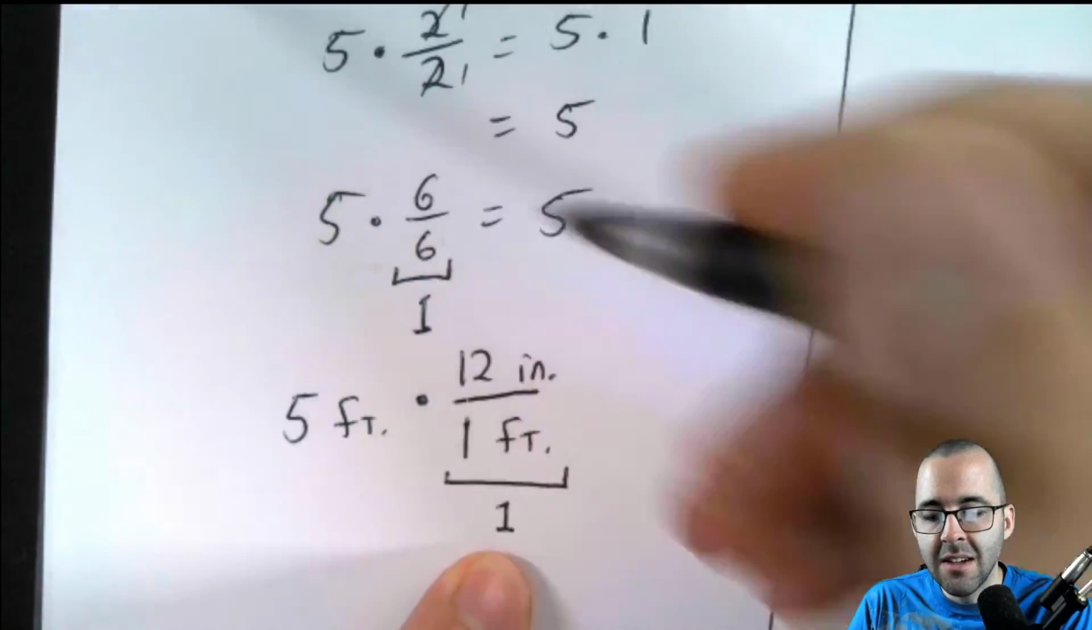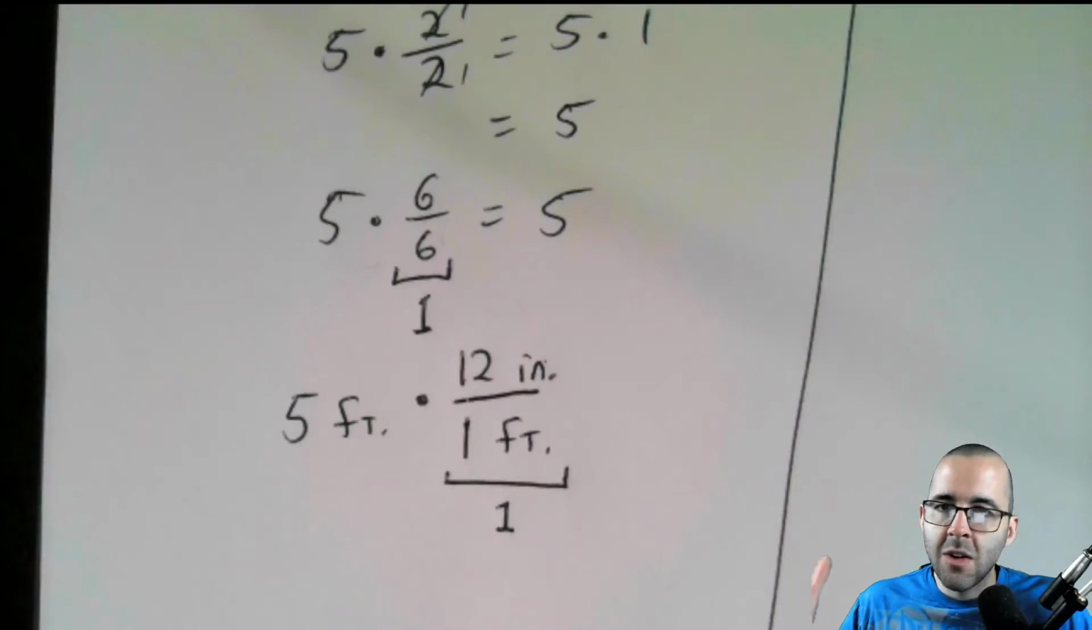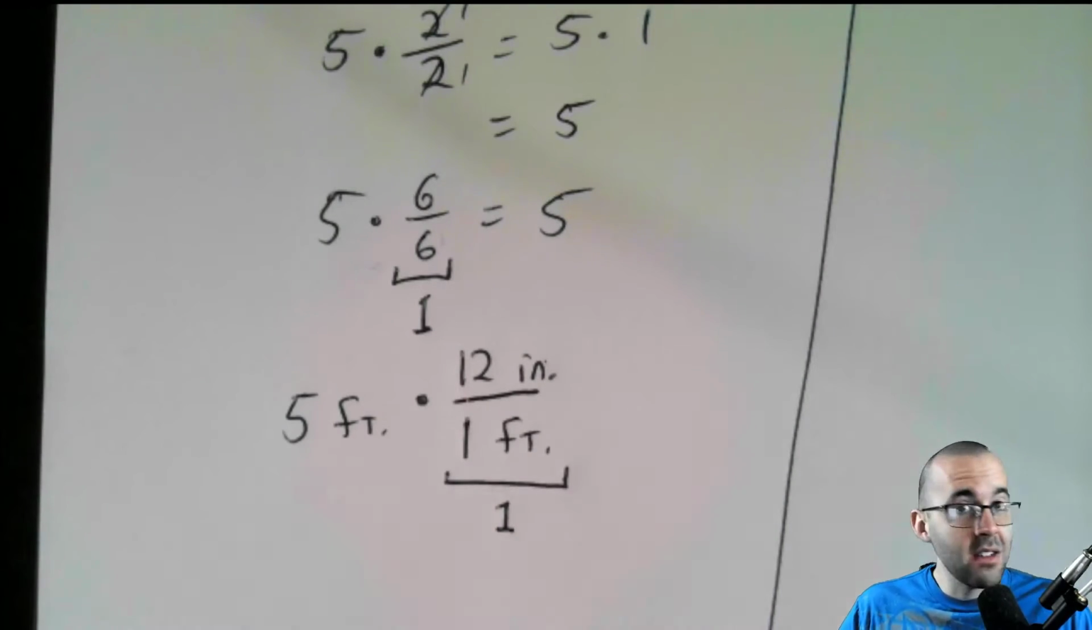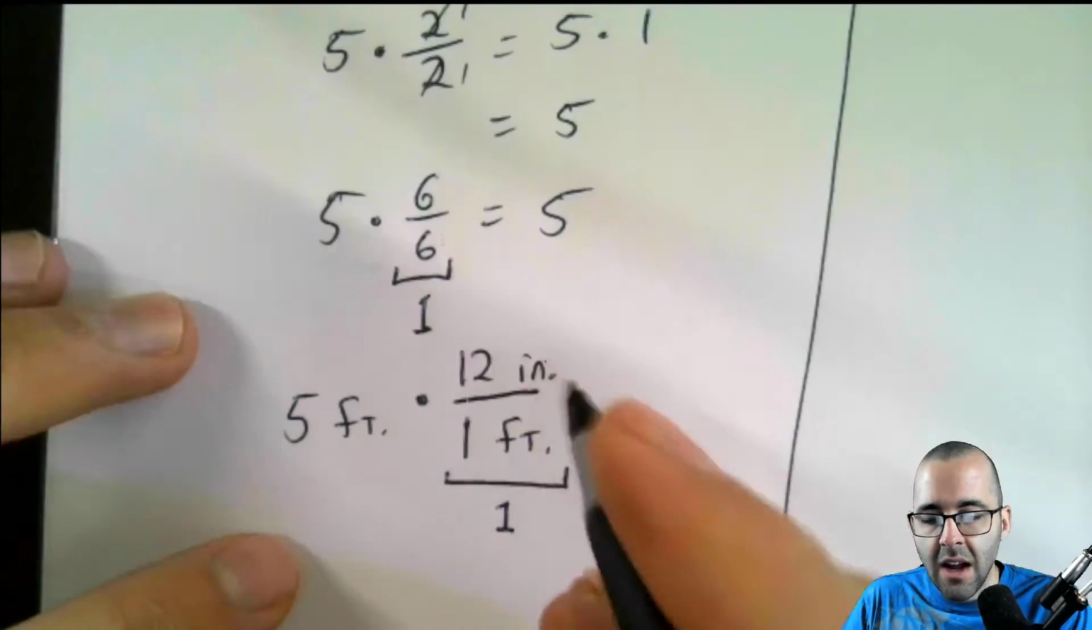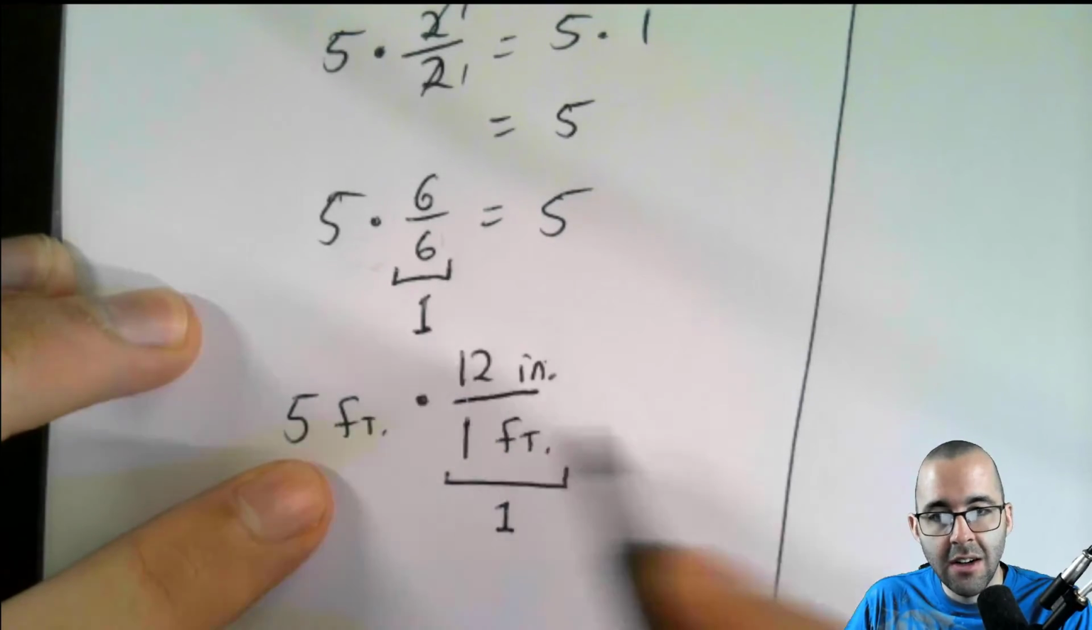6 is the same thing as 6. 12 inches are the same thing as a foot. And you might say, okay, how do I know which one goes on top? Because it does matter. Which one goes on top matters so that we get cancellation here.